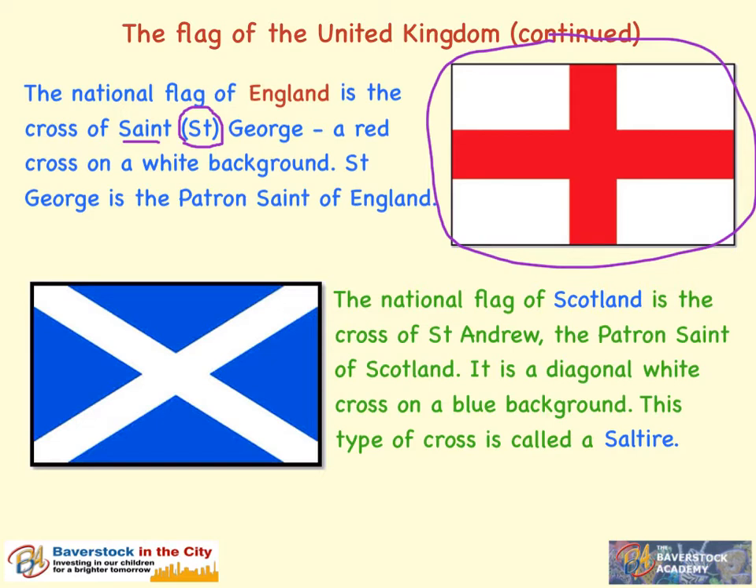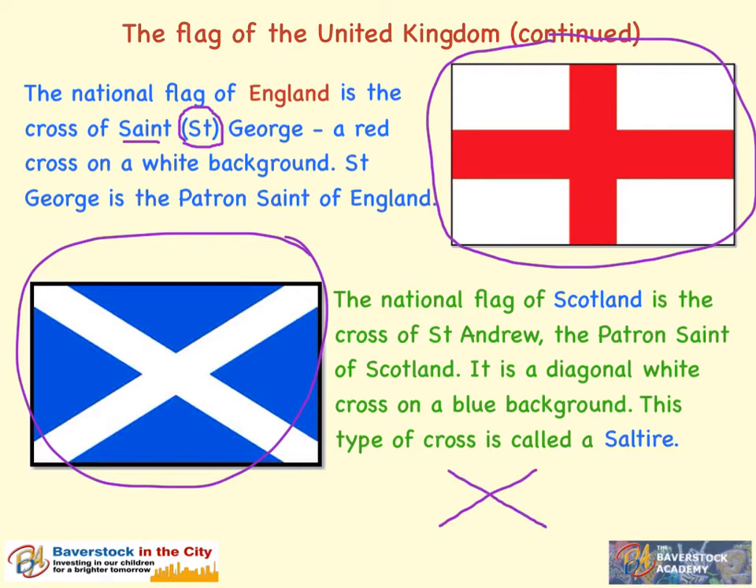The national flag of Scotland, this one here, is the cross of St. Andrew, the patron saint of Scotland. It's a diagonal white cross on a blue background. Any diagonal cross, which is a cross that forms an X shape like that, is called a saltire.